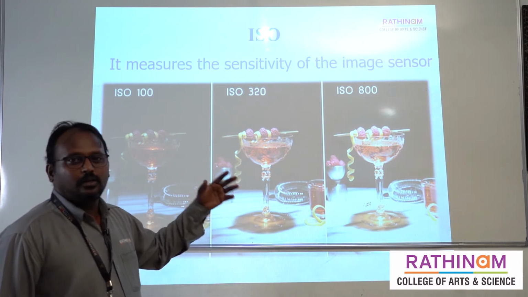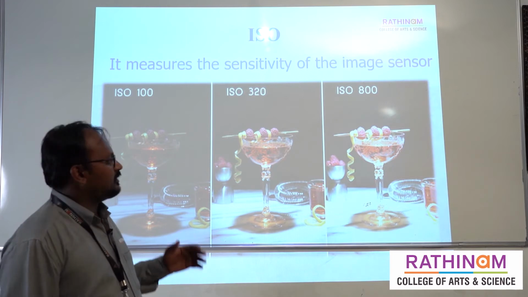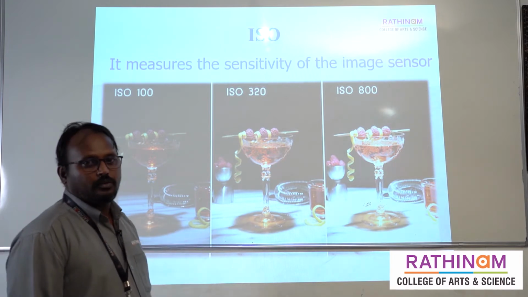So this is the usage of ISO. By increasing and decreasing it, this is the difference we will get in the photograph.